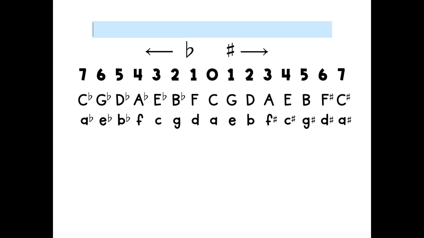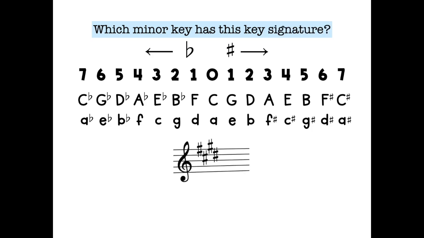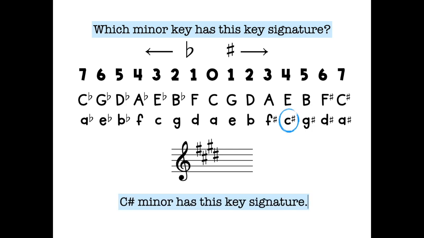Let's try another question. Which minor key has this key signature? Okay, so let's look at what's in the key signature. 1, 2, 3, 4 sharps. So let's find the 4 sharps section. Here it is. Now this question's only asking about the minor key, so we're only interested in the lowercase letter linked to the 4 sharps. So the answer is C sharp minor has this key signature.